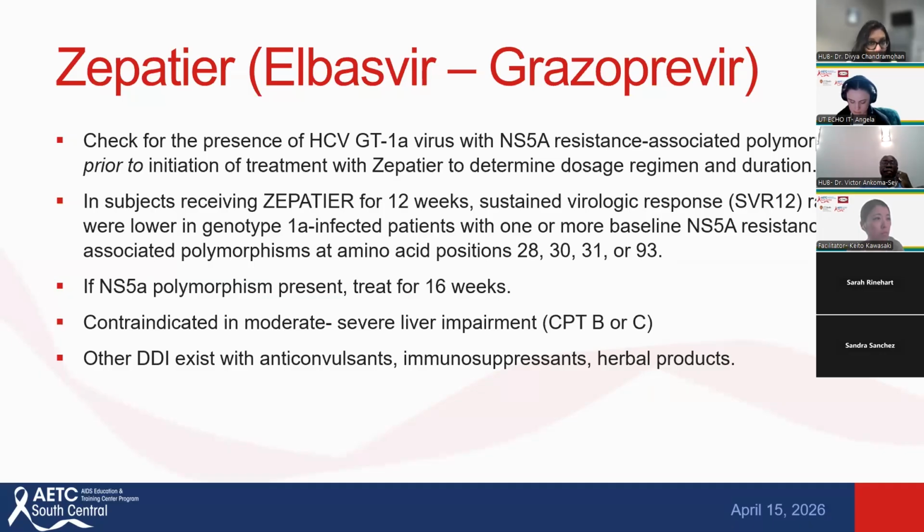So if you have an NS5A polymorphism, you have two options. You can pick another direct-acting antiviral altogether, or if you choose to treat with Zepatier, instead of the 12 weeks recommended regimen that we usually use, you need to treat for 16 weeks. It is contraindicated in moderate to severe liver impairment. You can still use it if you have a CPT stage A. And there are important drug-drug interactions that exist, not only with the HIV medications that we recently talked about, but also anticonvulsants, immunosuppressants, especially cyclosporine is a big one that interacts, and herbal products. Next slide, please.